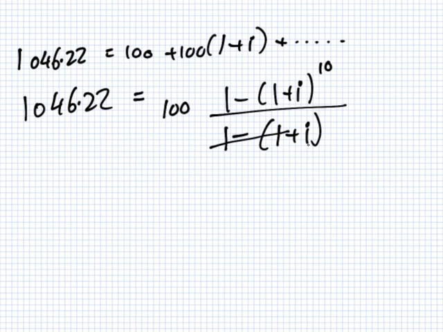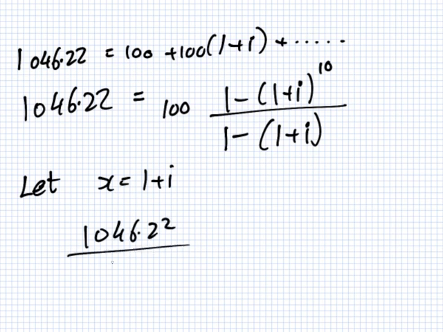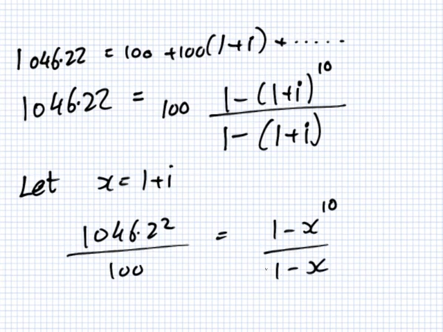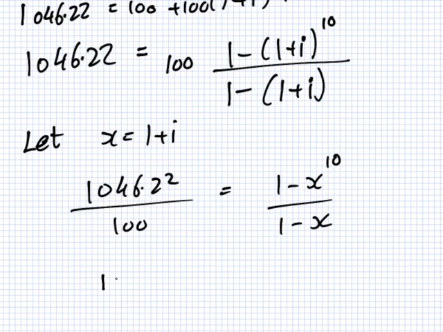Would you prefer if I did that? I can't see any problem with letting that equal x. You said let 1 plus i equal x to try and simplify it. Let's do that then, since that's what you tried. Let x equal 1 plus i. So now I get 1046.22 over 100 equals 1 minus x^10 over 1 minus x. So that's 10.4622 equals 1 minus x^10 over 1 minus x.